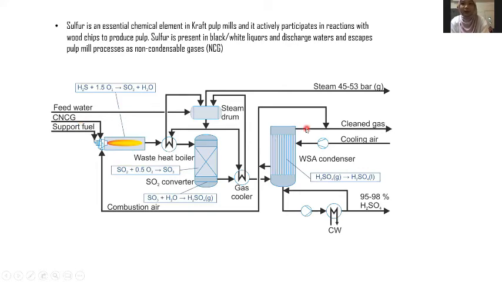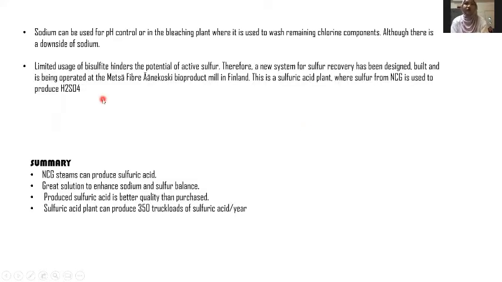Next, sodium can also be used for pH control in many industries, for example in the bleaching plant, where it is used to wash remaining chlorine components, although there is a downside of sodium. Limited usage of disulfide hinders the potential of active sulfur.